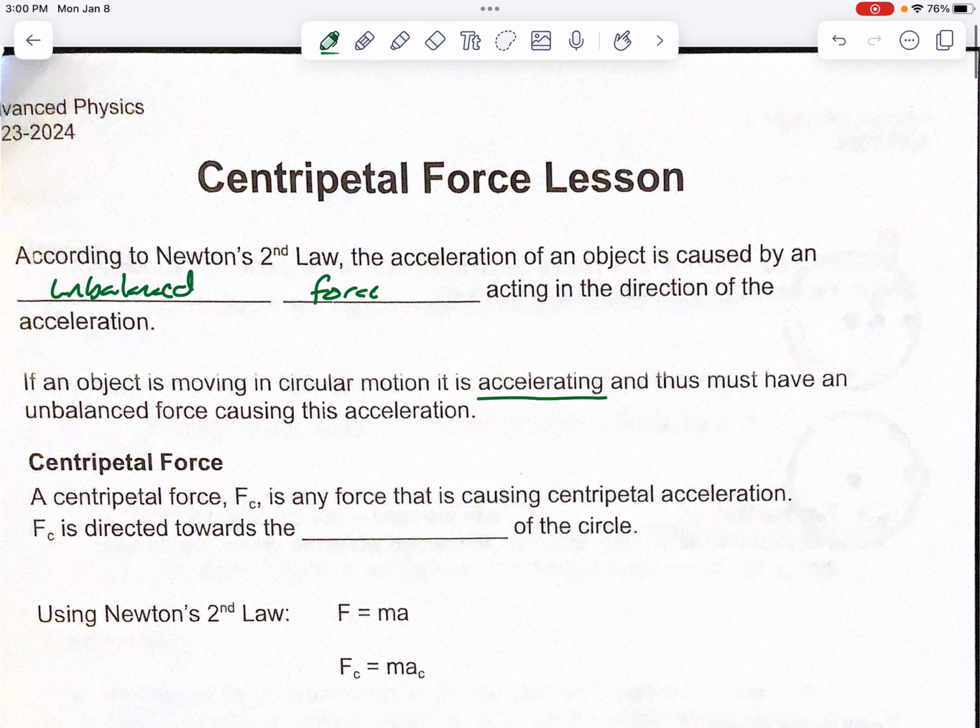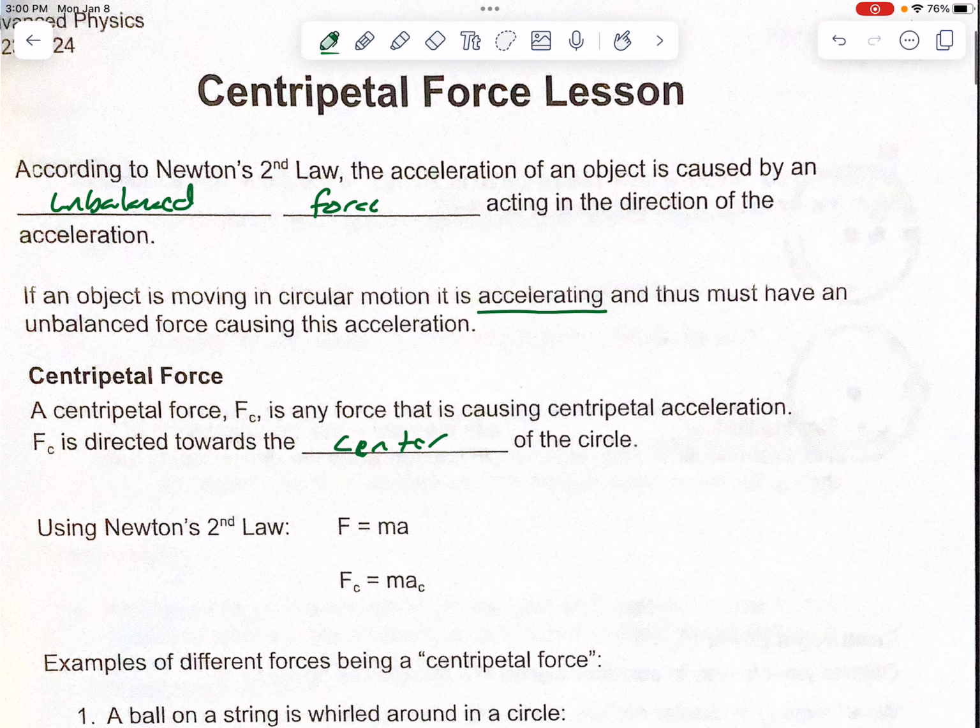Now, centripetal force, Fc, is any force that is causing centripetal acceleration. Fc is always directed towards the center of the circle. And that's going to bring us to our equation, F equals ma. All we're doing now is still using Newton's second law, but adding these little c's for circular motion. So centripetal force equals mass times centripetal acceleration.